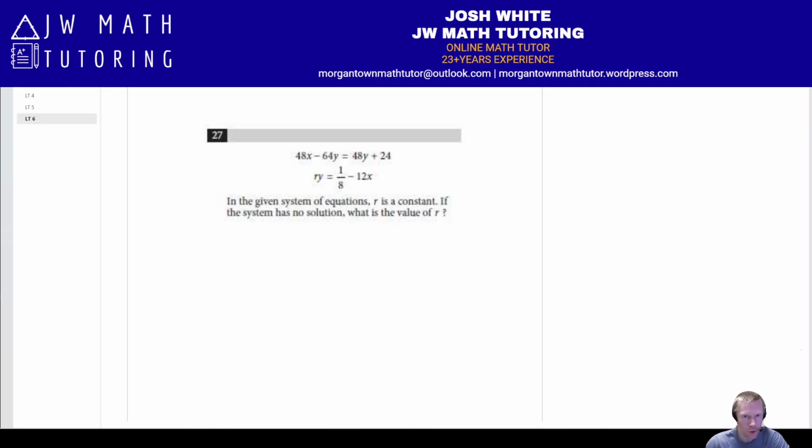What I think, honestly, is the quickest or easiest way is to put both of them in standard form. So on the top, you're going to subtract 48y. That's going to make it minus 112y equals 24. And on the bottom, you're going to add 12x. So that's going to make 12x plus ry equals negative 1/8.